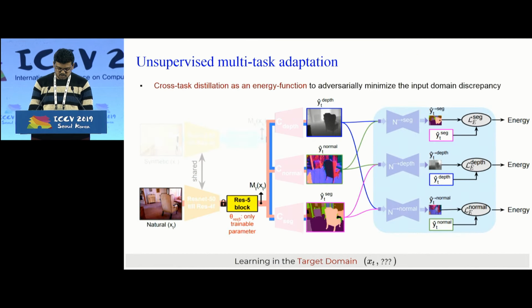So after the source domain training, following a partially shared adaptation setup, we choose to adapt a minimal set of parameters, that is the Res5 block of the ResNet 50 encoder, while the others are kept frozen during the entire adaptation process. So here we devise a novel direction by effectively utilizing cross-task distillation as an energy function to adversarially minimize the input domain discrepancy.